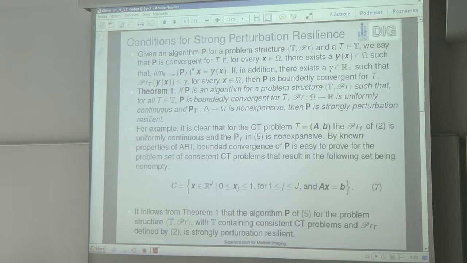So in order to prove this rather funny looking definition on my previous slide, what we have to prove is three fairly simple mathematical conditions, which here is an example that the ARC algorithm for certain sets is strongly perturbation resilient because you can easily prove every one of these things over here.